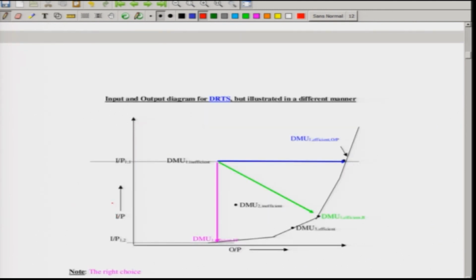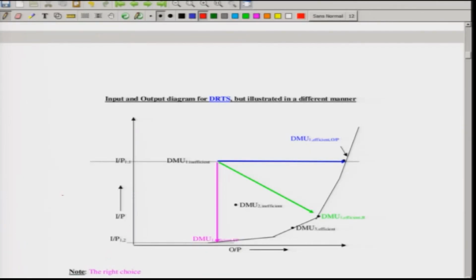Now, consider the decreasing return to scale, but the axes are inverted, in the sense you basically consider the input along the y axis and the output along the x axis. So, obviously in that case the graph would be as input decreases. In this input oriented decreasing return to scale, as you increase more and more on the input, the commensurate increase in the output is not happening.